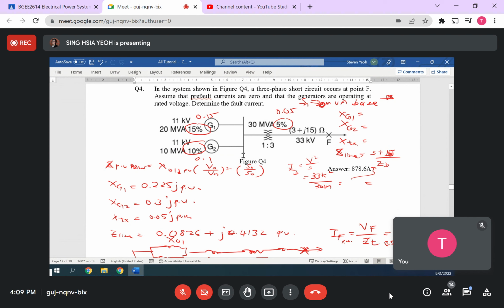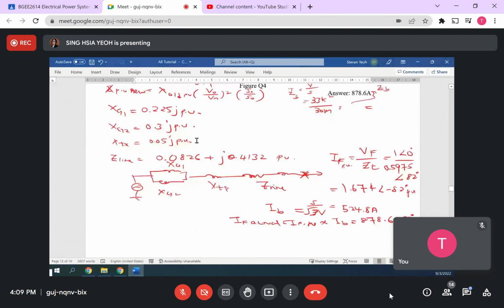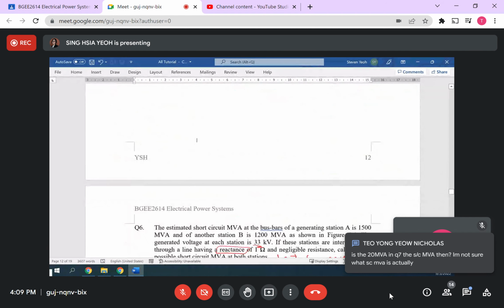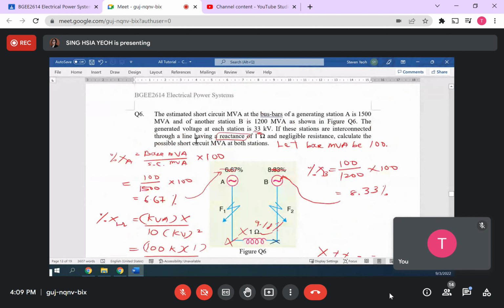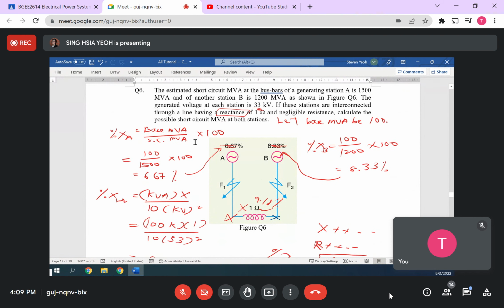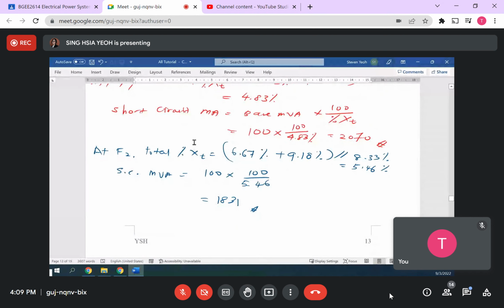But anyhow, this question is not targeted for the percentage solution. It is targeted for the PU solution. Short circuit MVA is related to short circuit current, but current and MVA are different things. During short circuit conditions, you have short circuit current as well as short circuit MVA. Understand? SC means short circuit.